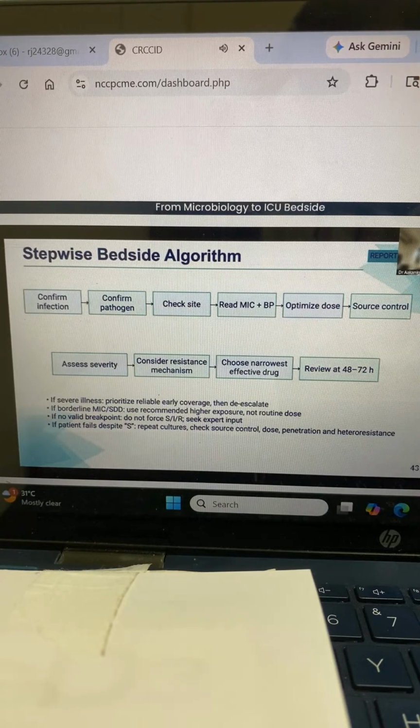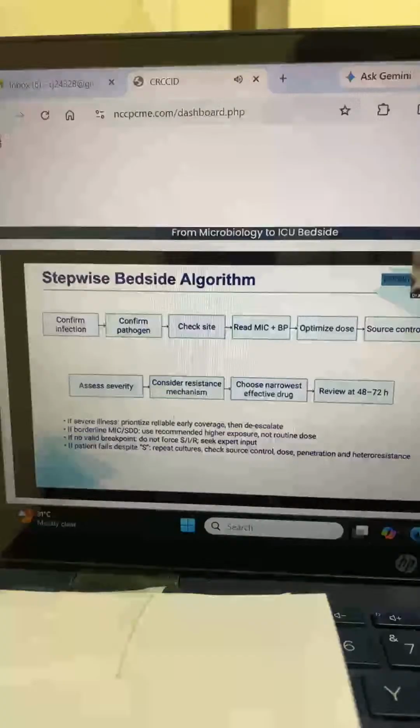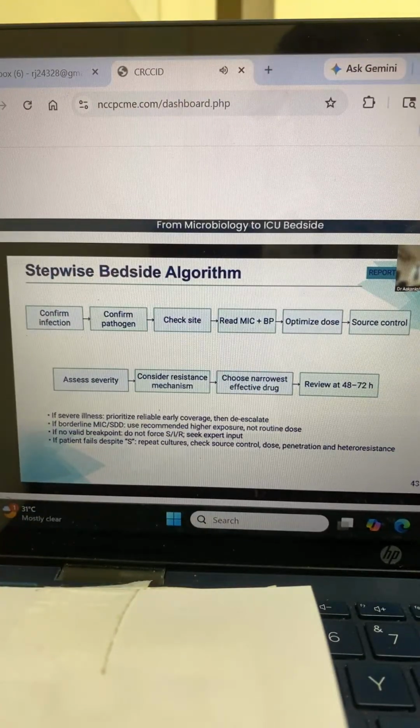So the stepwise bedside algorithm is that you confirm infection, confirm the pathogen, check the site, read the report with MIC and the breakpoint, optimize the dose, and control the source. If there is severe illness, prioritize reliable early coverage and then de-escalate. Do not force S in R. You should seek expert inputs.